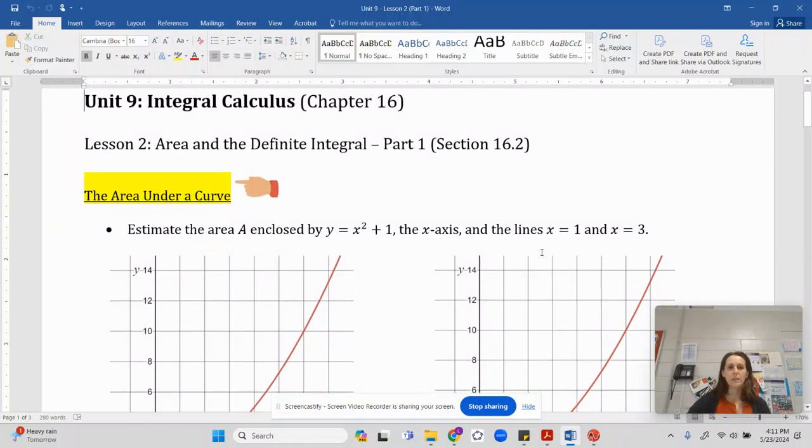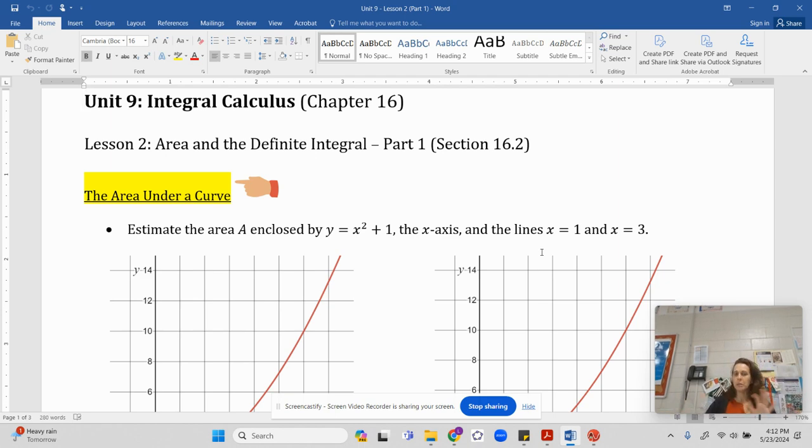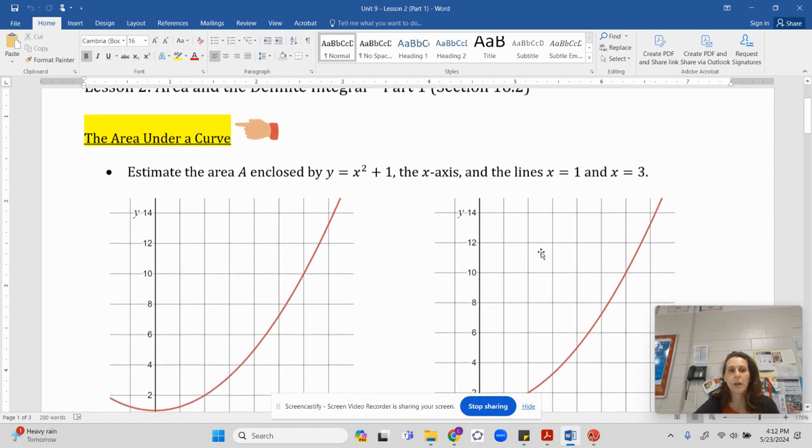Today's lesson is on our first idea of what we can do with this idea of integration. And we'll continue it into the following lesson. It should be fairly short.